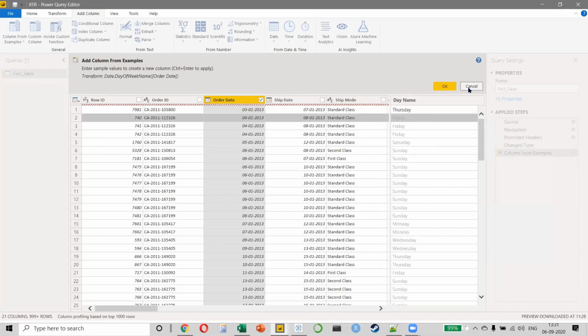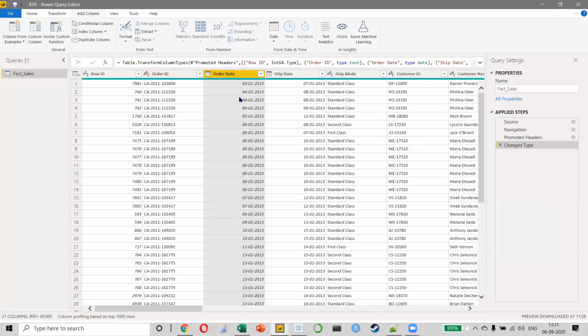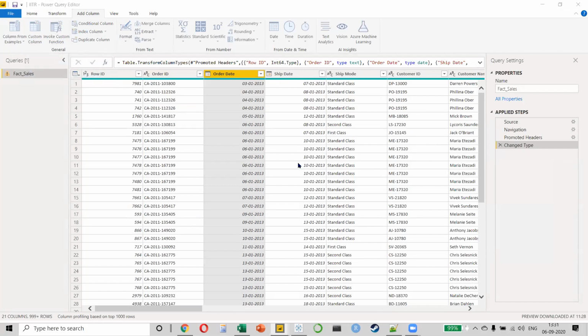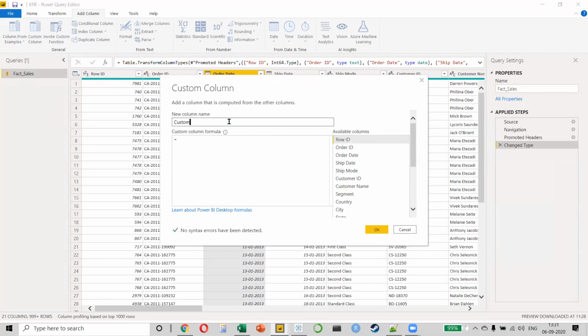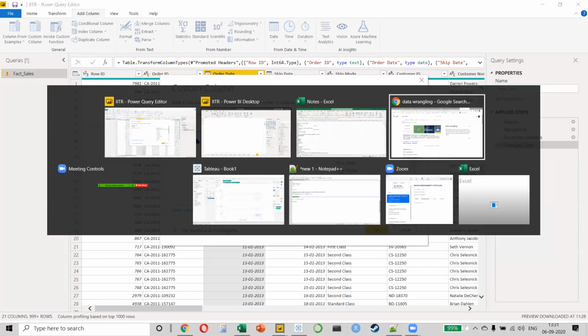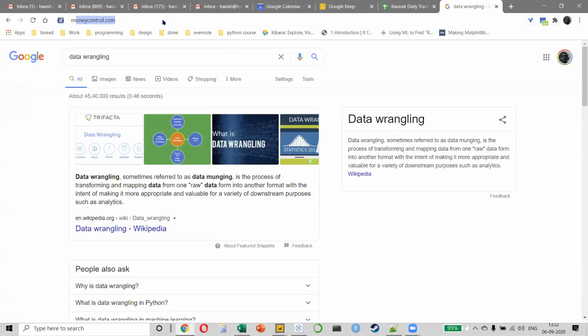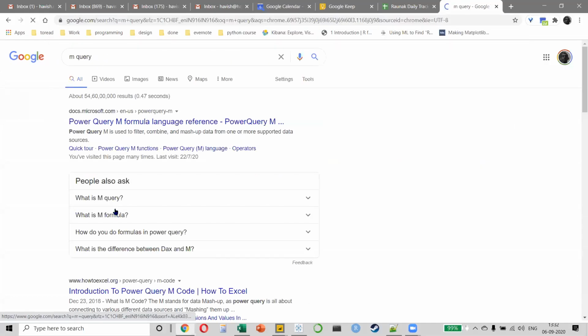And if you want to do this manually, then you have to create a formula, which is add column and custom column. Now remember, you can't use Excel formulas here. Also remember, these are not DAX formulas. This uses a completely different language called M query. It is not a programming language, it's a formula language called M formula.